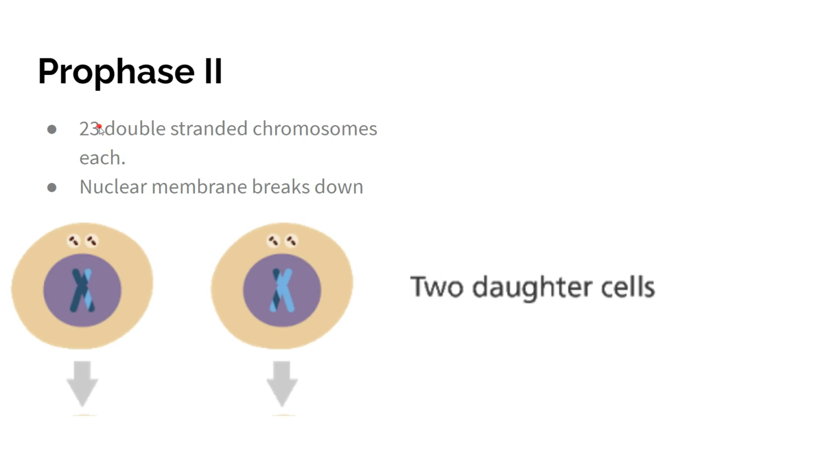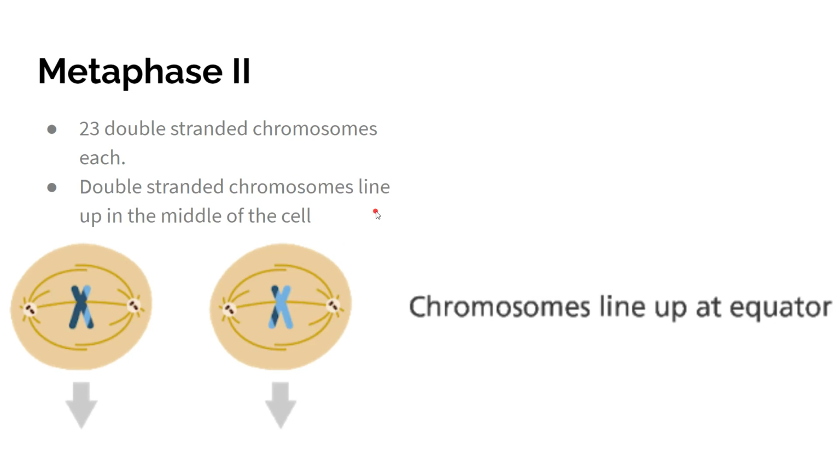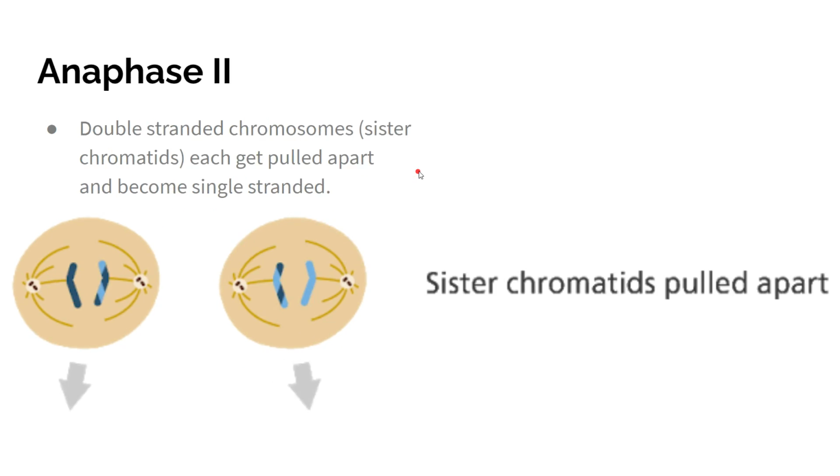Prophase 2, 23 double-stranded chromosomes each. The nuclear membrane will start to break down. In metaphase 2, 23 double-stranded chromosomes each. Double-stranded chromosomes will line up in the middle of the cell. There's those mitotic spindles or spindle fibers that are going to attach to either side of the centromere on the double-stranded chromosome. The double-stranded chromosomes or sister chromatids will each get pulled apart and become single-stranded. You can see they become single-stranded here.